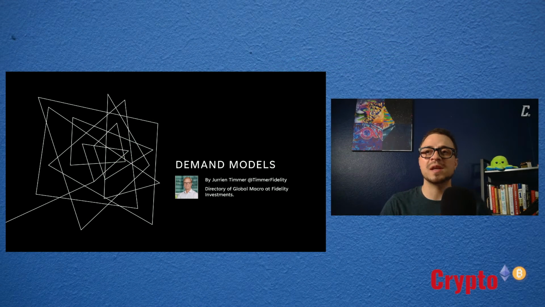Next models we're going to be looking at are the demand models, and this is done by Jurrien Timmer. He is a director at Fidelity Investments, and Jurrien has been with Fidelity for well over 3 decades, I believe, and he does some phenomenal charting and just market analysis. So make sure you follow him on Twitter, because he gives a ton of information regarding the markets.